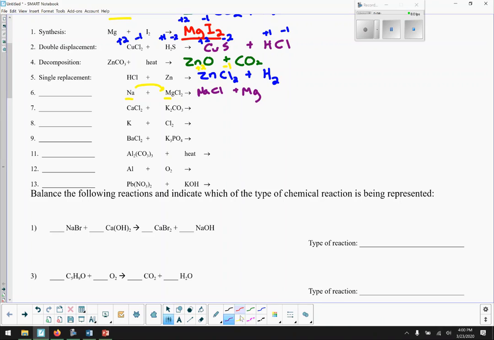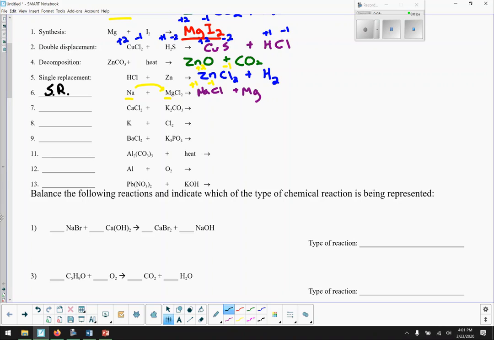And again, you check the charges. Sodium, because of where it is on the periodic table, is +1. Chlorine is -1. They cancel out, and you're done. And since this is a single replacement, you should also label that. I'm just going to write SR here, and that's fine if you do that too. You should label that, since this is the first one that isn't labeled.